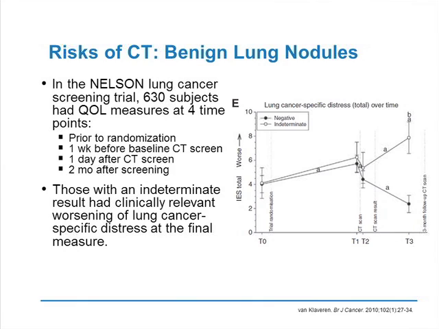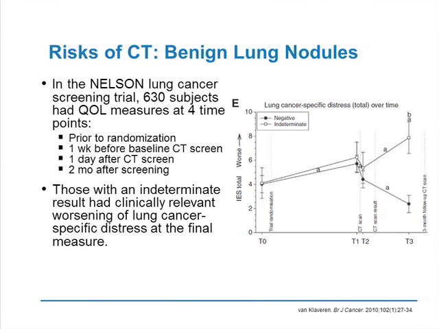In addition to the potential risk of additional scanning and biopsies, finding nodules in patients leads to some anxiety. In the Nelson trial, they looked at a group of subjects and studied their quality of life, the anxiety scale. Found the day before having the CT scan, people were a little bit anxious, and the day after, that anxiety resolved to a good extent.